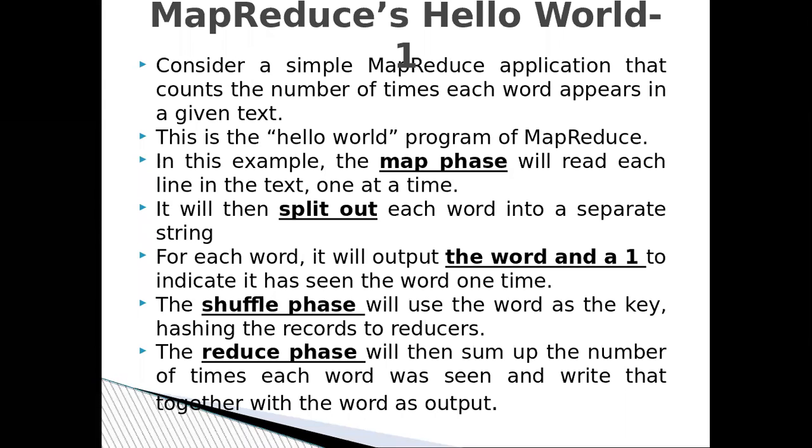Then in the shuffle phase, it will use the word as the key, hashing the records to reducers, and reducers will then sum up the number of times each word was seen and write that together with the word as the output. So this is how your map, shuffle, and reduce works for this particular word count application.